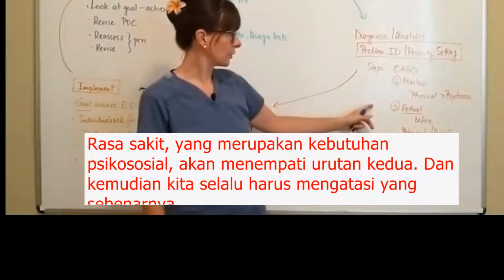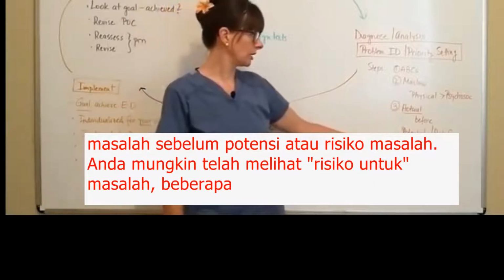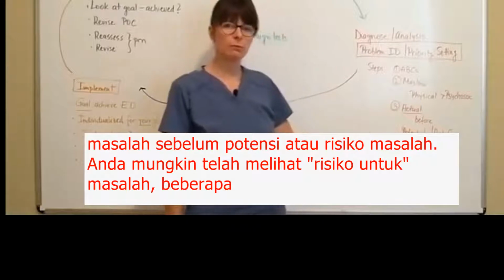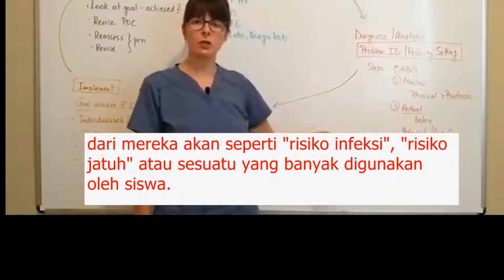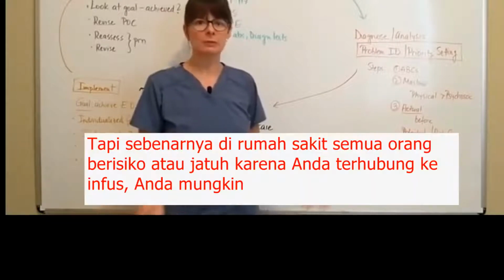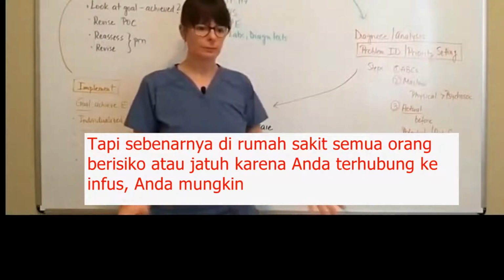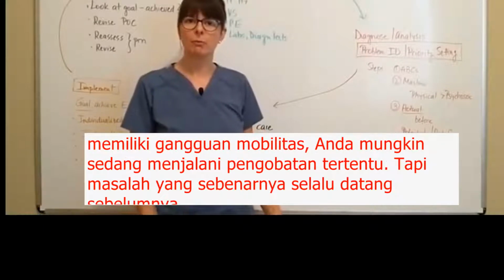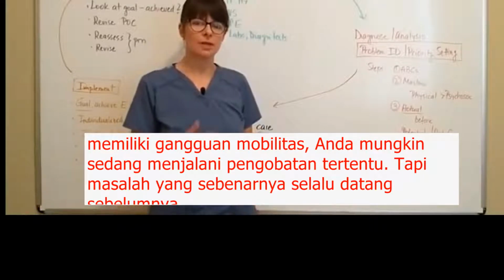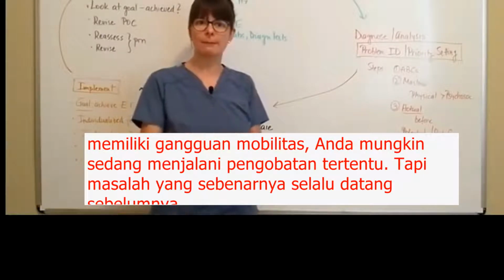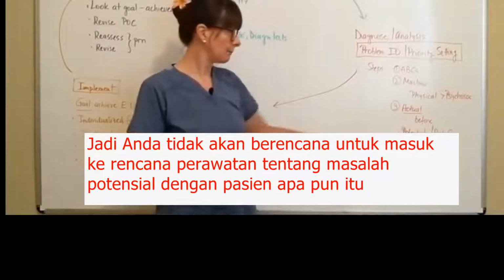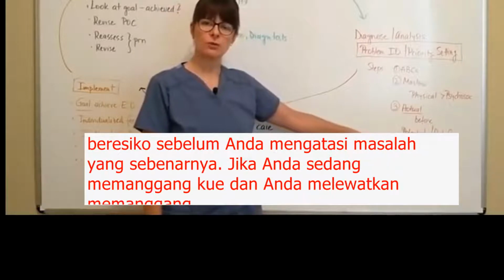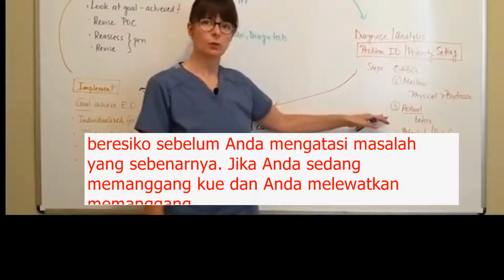And then we always have to address actual problems before potential or risk for problems. You've probably seen risk for problems. Some of those would be like risk for infection, risk for falls, which is something that students like to use a lot. But really at the hospital, everybody's at risk for falls because you're hooked up to IVs, you might have impaired mobility, you might be on certain medications. But actual problems always come before. So you wouldn't plan to go into a care plan on a potential problem, whatever the patient is at risk for, before you address the actual problems.